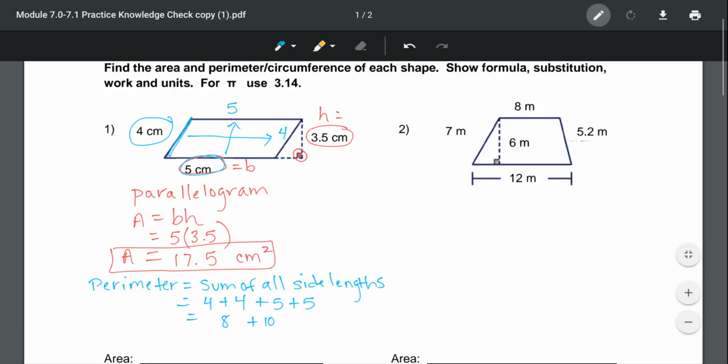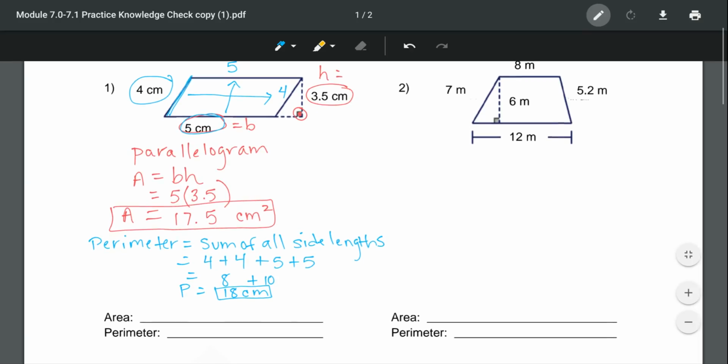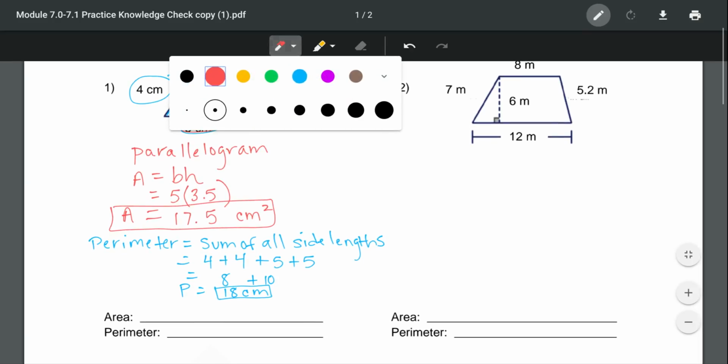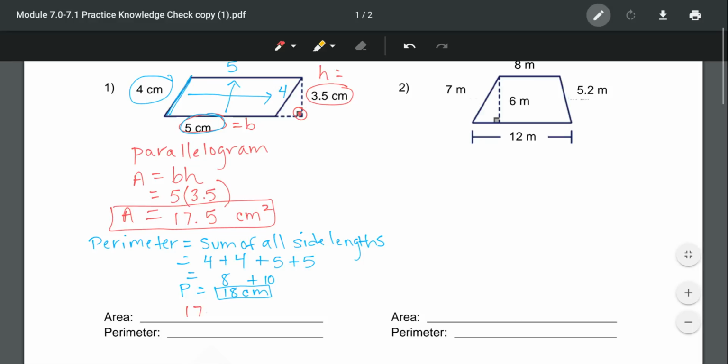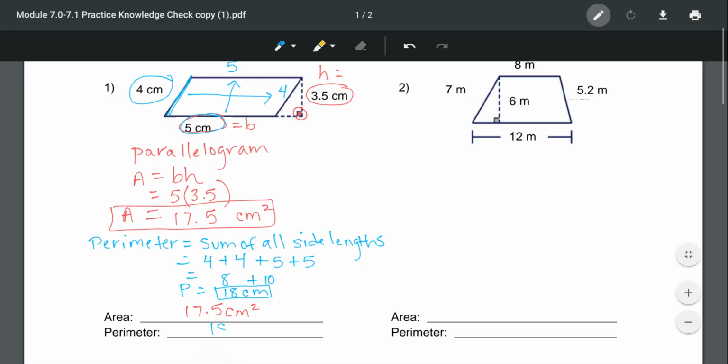So you get 8 plus 10, which gives you 18 centimeters. For perimeter, it's just the units. So in the blanks, you can fill the area out as 17.5 centimeters squared. And for perimeter, you can fill that in as 18 centimeters.